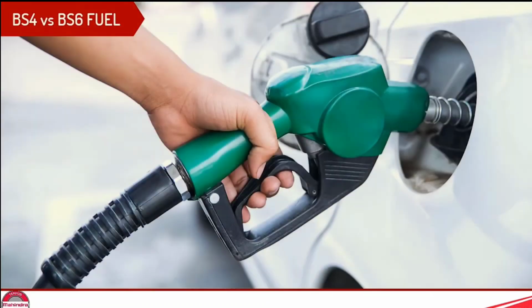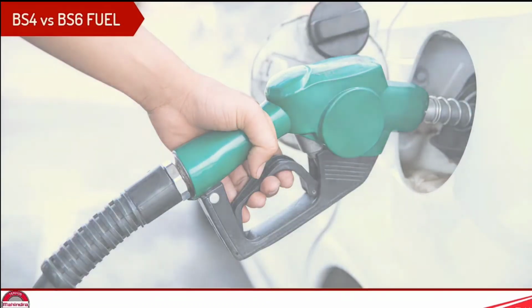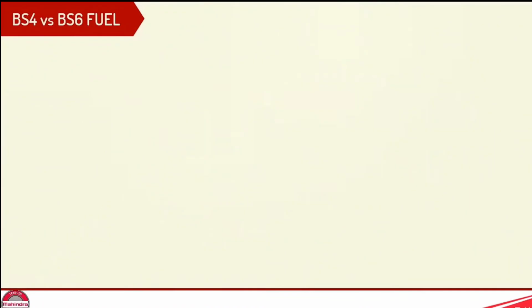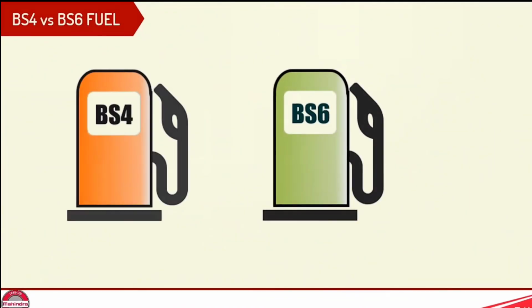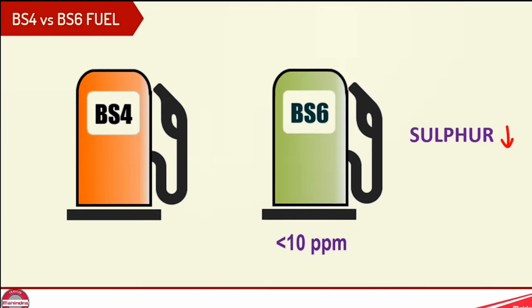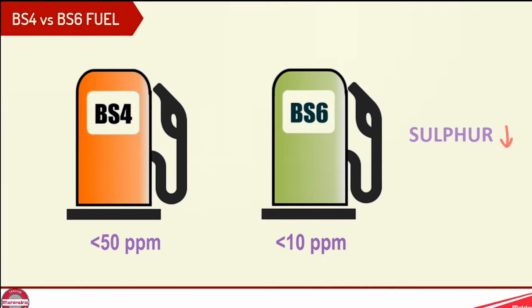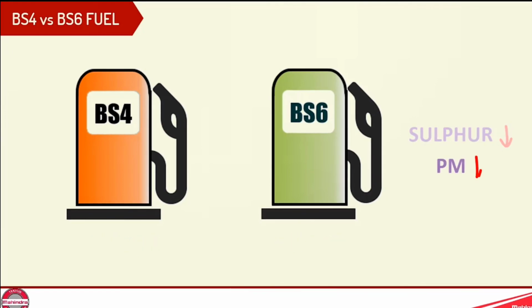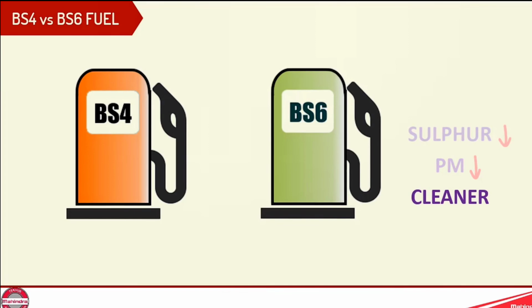Difference between BS4 and BS6 fuel. A major difference between BS6 and BS4 fuel is that the sulfur content in BS6 fuel is 5 times lower, that is 10 ppm, as compared to the sulfur content in BS4 fuel, that is 50 ppm. BS6 diesel will release less particulate matter, that is PM, upon combustion. BS6 fuel is much cleaner fuel, while the lubricity is maintained the same as BS4 fuel.